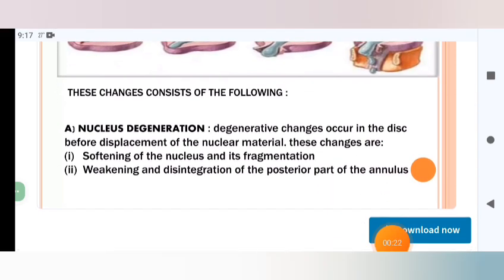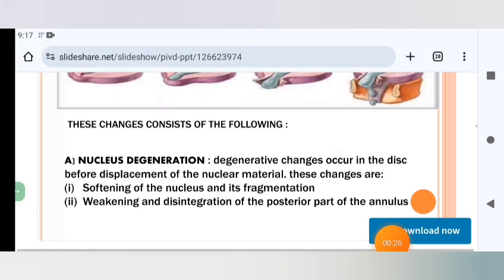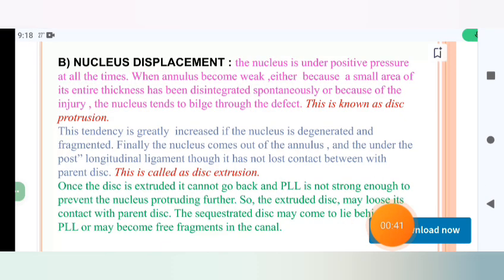First, nucleus degeneration. Degenerative changes occur in the disc before displacement of the nuclear material. These changes are softening of the nucleus and its fragmentation, weakening and disintegration of the posterior part of the annulus fibrosis. The second one is nucleus displacement.